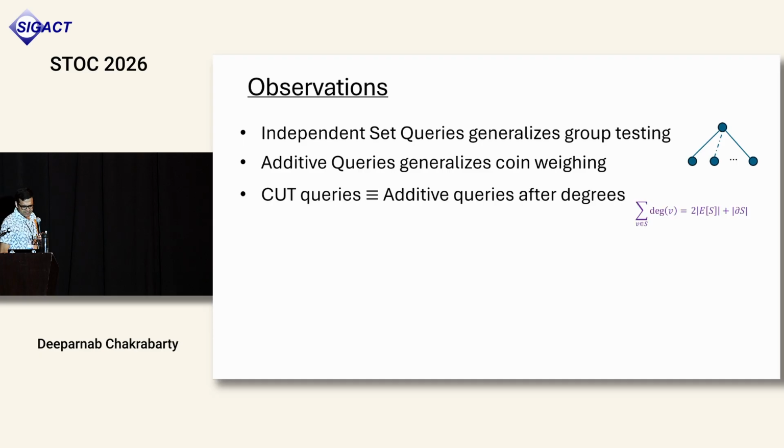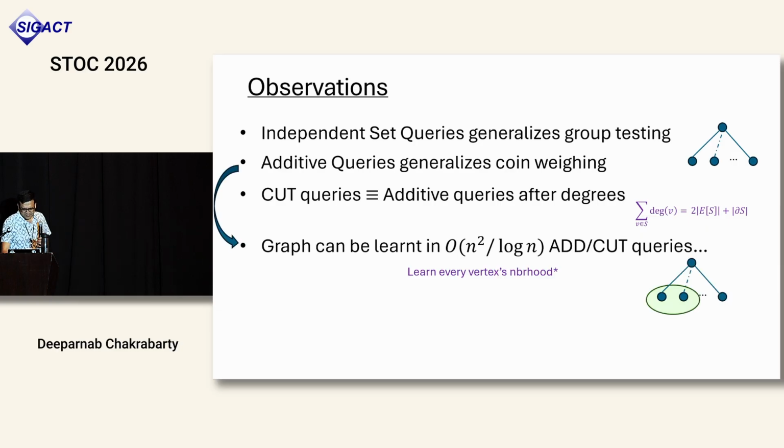The second observation is that in graphs, the cut query, which says how many edges leave, and the additive query, which says how many edges are within, are basically equivalent if I knew the degrees of the graph. Because if I knew the degrees of the vertices, then the sum of the degrees is 2 times the additive query plus the cut query. So in graphs, these are equivalent.